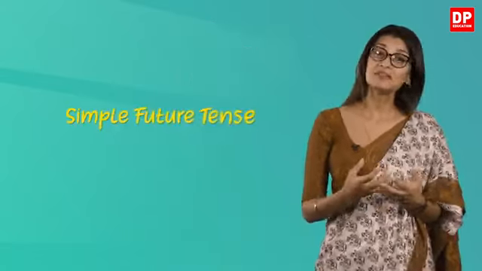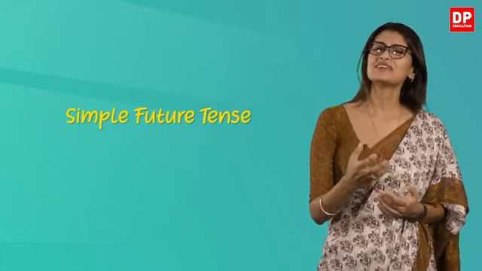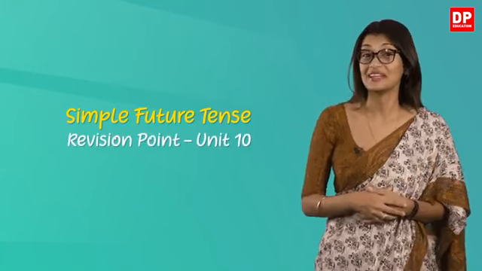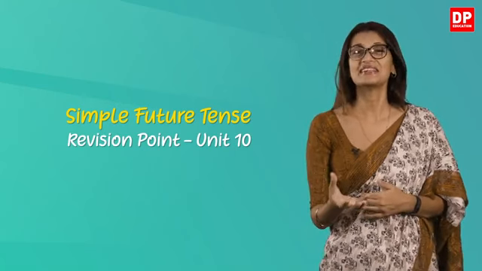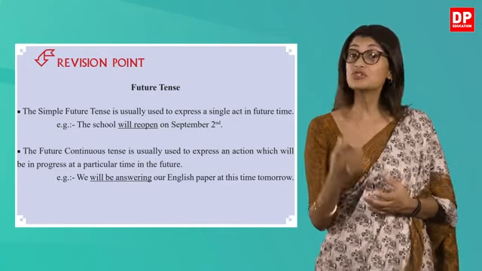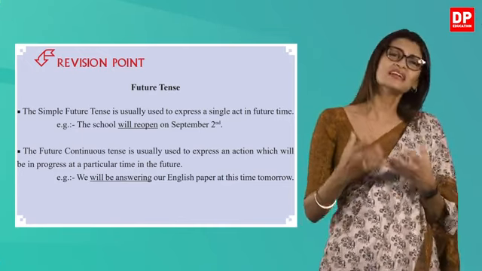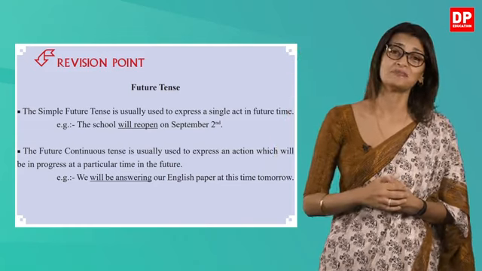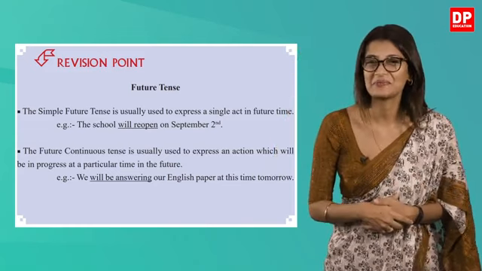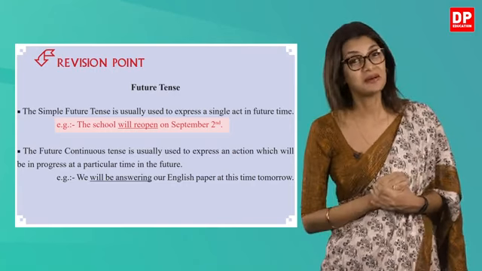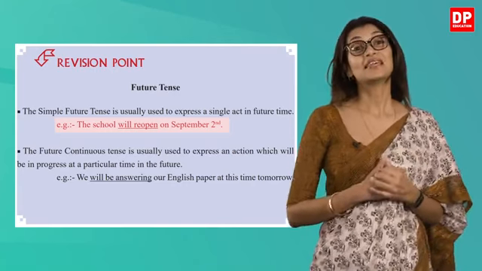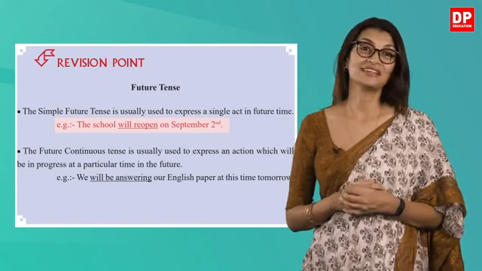In this lesson, you will be introduced to the simple future tense. Let's turn to revision point unit 10 on page 118. Let's look at what is said about the future tense. The simple future tense is usually used to express a single act in the future time. They have given an example. The school will reopen on the 2nd of September. As you can see, will reopen is underlined.